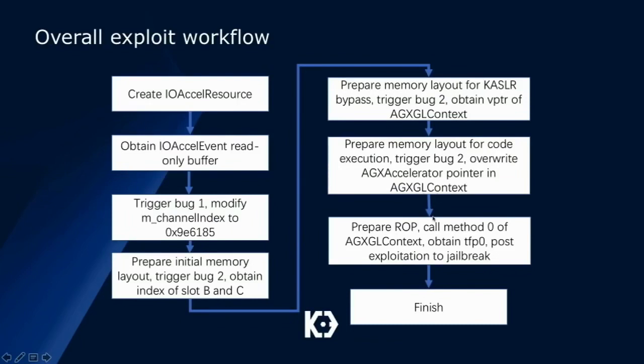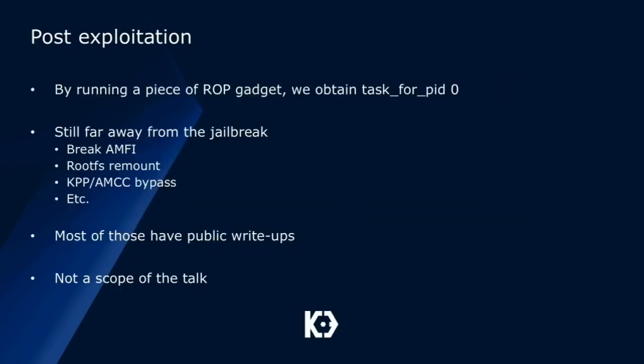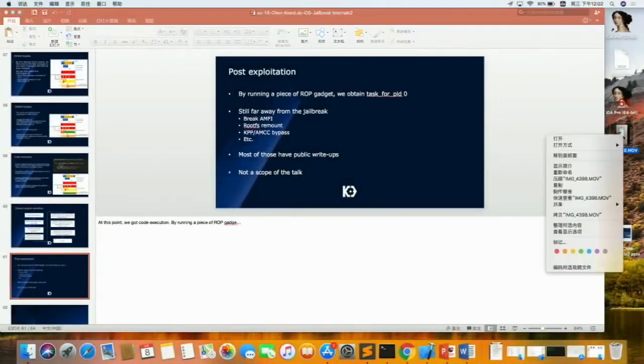And after that, we can perform a ROP and get the task for PID 0. And then we perform post-exploitation to jailbreak. So after that, we got the task for PID 0, but it's only the first step of the jailbreak. We still need to break the AMFI, remount the root FS to read and write, and perform the KPP and AMCC bypass, etc. And those are very well documented publicly, and not in the scope of our talk. And we will show a demo of the attack.